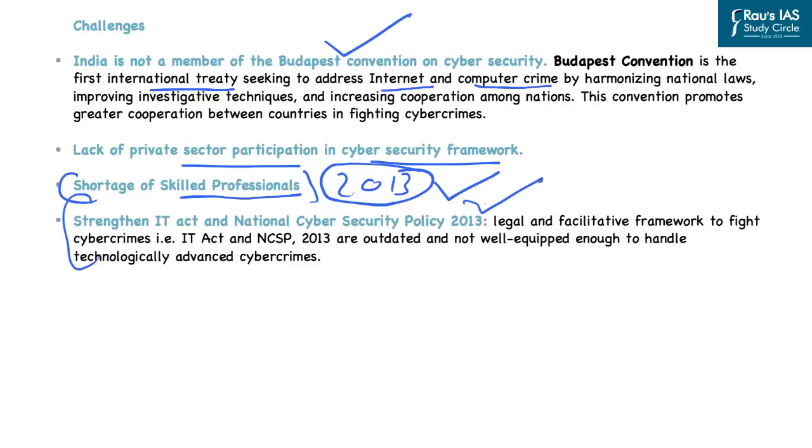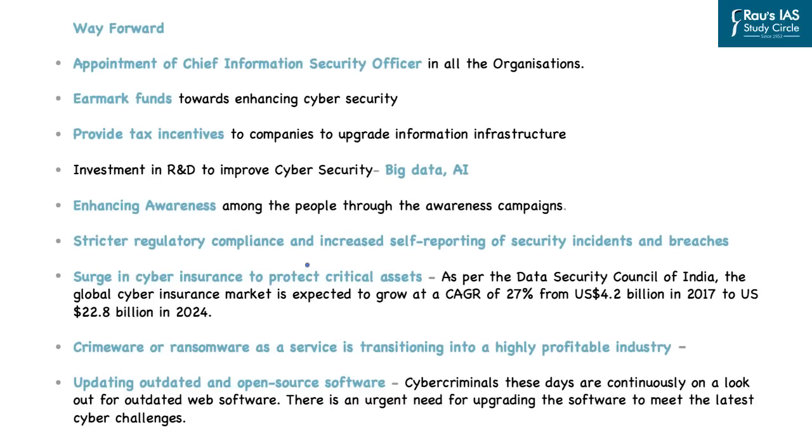In this line, the legal and facilitative framework to fight cyber crimes is outdated and not well equipped enough to handle the technological advances in the case of cyber crimes. So what are the steps that India can take to improve its cybersecurity preparedness now? First is, of course, the appointment of chief information security officers in all the organizations.